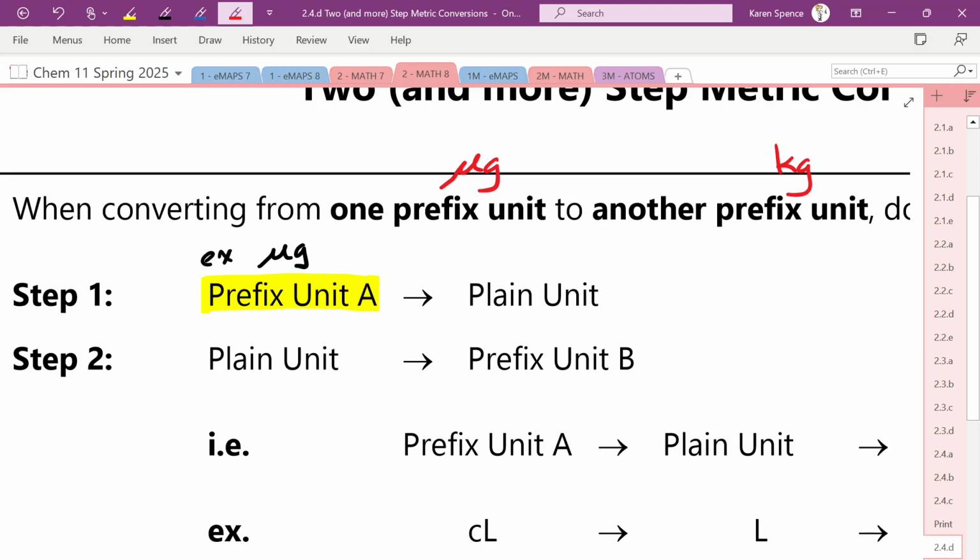Because it is possible to go directly from one prefix to another, and if you're really good at math and can do that and find the conversion in your head, go for it. But most of you will not be able to at this point, okay? So most of you will want to go from the prefix unit, say microgram, to the plain unit, which would be grams, and then step 2 would be going from grams into kilograms, okay?